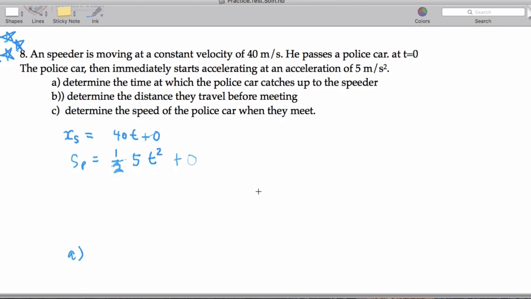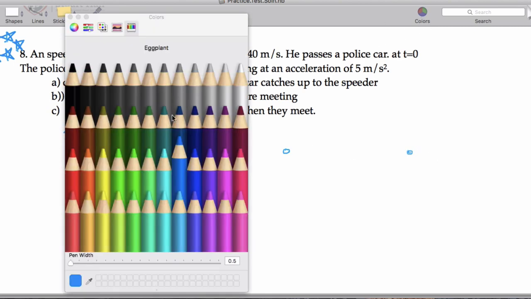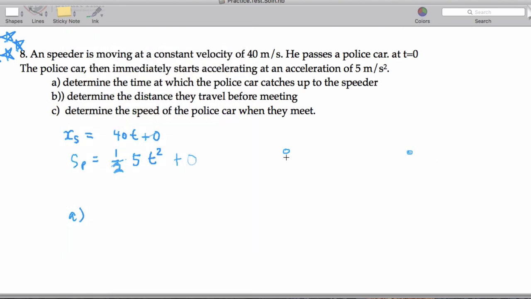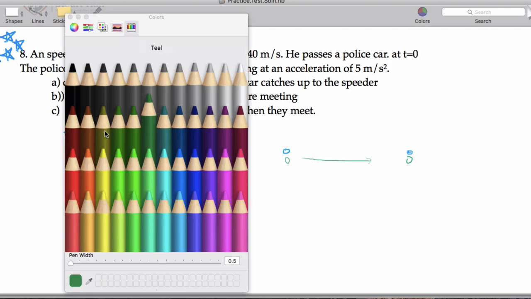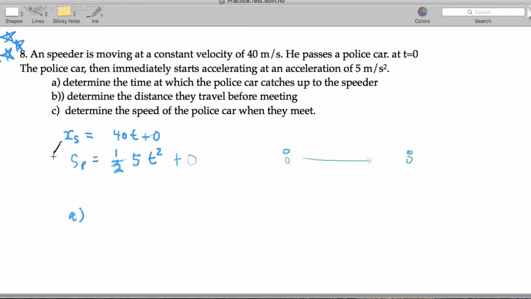Now here's the deal. I know that they are going to meet in the same place at the same time. So the idea is I have this car going ahead, and then there's this police car here that races to catch up to it. And they meet in the same place at the same time. So what I'm actually going to do to solve this problem is set this equation equal to that equation in part A and solve.